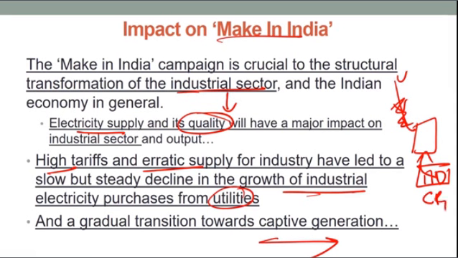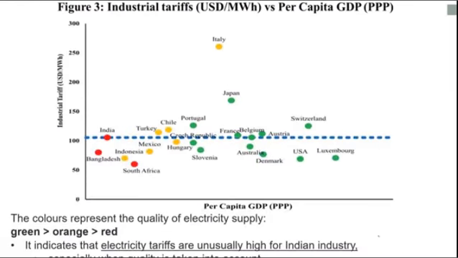Now, if you remember earlier, there's a problem called exiting the state, right? What does it mean? When the state cannot provide essential service in a proper manner, the affluent people, the rich people and the rich companies will exit the state. They'll say, state, you keep your service. I will give my own service to myself. That is an example here. Captive generation is happening.